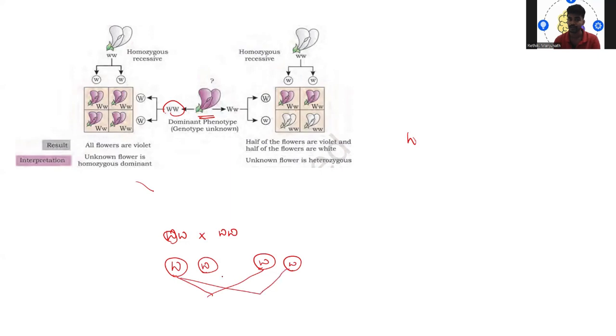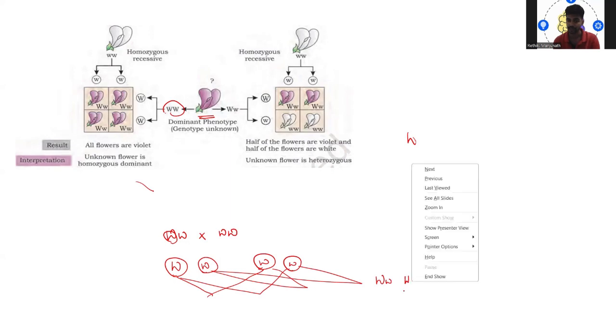So this will be the result you are going to get now. One will be capital W and small w, another will be capital W and again the small w. Again the capital W and small w, and the last will be the small w and small w. So what you are seeing here is that two of them, a 50-50 ratio, was observed.